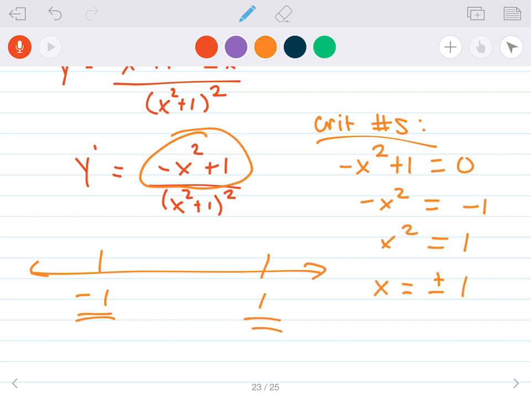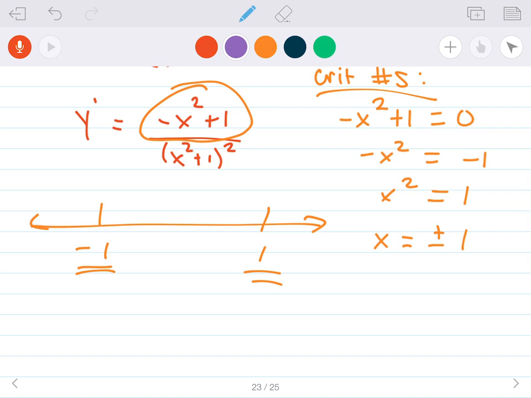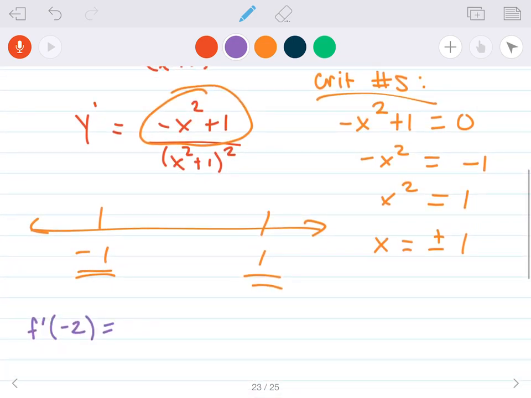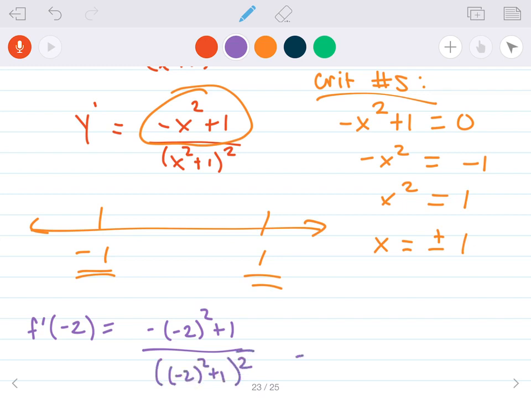So, okay, let's do a test point to the left of negative 1. How about negative 2? So f prime of negative 2. If I plug that into my derivative function, I get negative 2 squared plus 1 over negative 2 squared plus 1 squared. On top I have negative 4 plus 1, which is negative 3, over something positive on the bottom. Negative divided by positive is negative. So here we have negative.